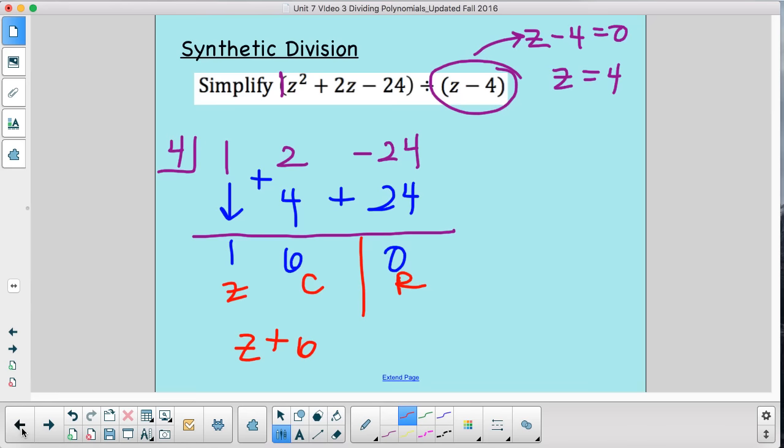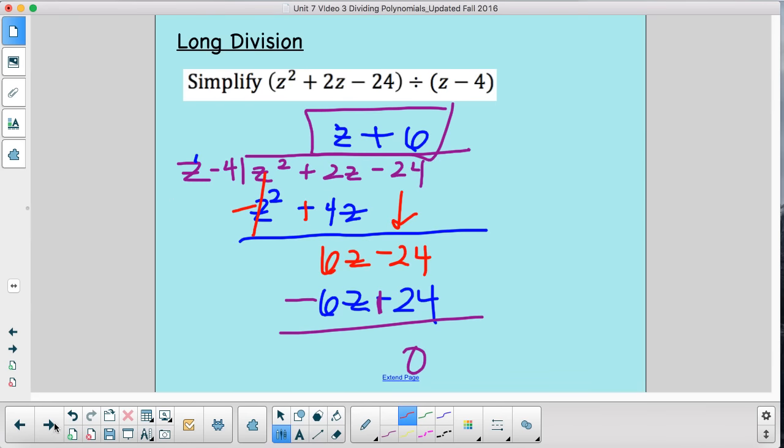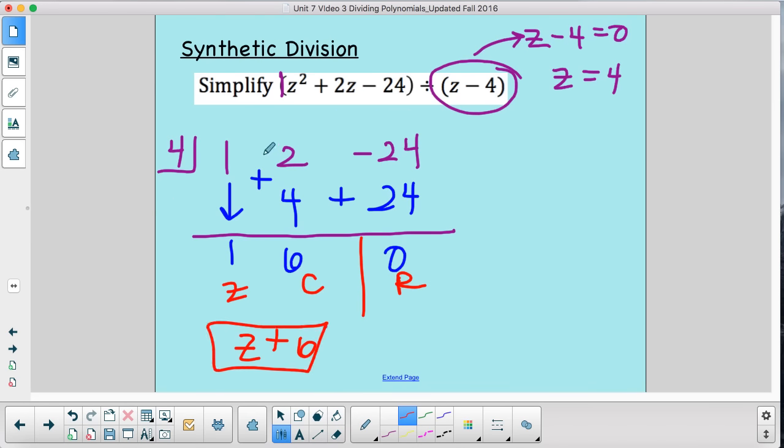Well, is that what I got for the same problem before? Z plus 6? Yes, it is. So they are the same. Both the methods work wonderfully. It's preference and efficiency, and synthetic is probably a little bit quicker. So that's why we use synthetic a majority of the time, and why we're going to focus on synthetic today.